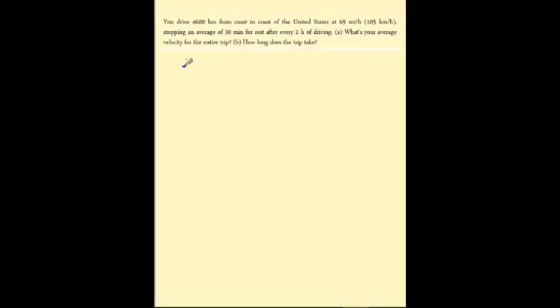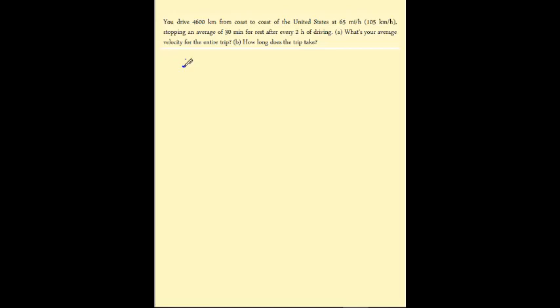You drive 4,600 kilometers from coast to coast of the United States at 65 miles per hour, i.e. 105 kilometers per hour, stopping an average of 30 minutes for rest after every 2 hours of driving. A. What is your average velocity for the entire trip? And B. How long does the trip take?